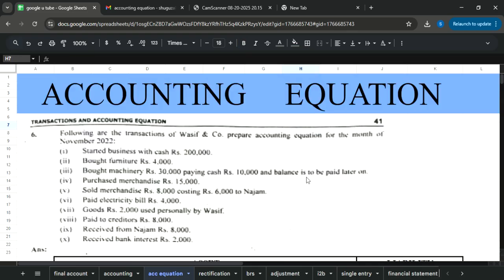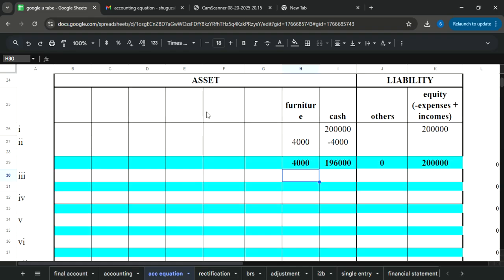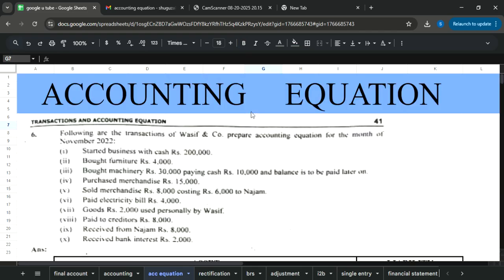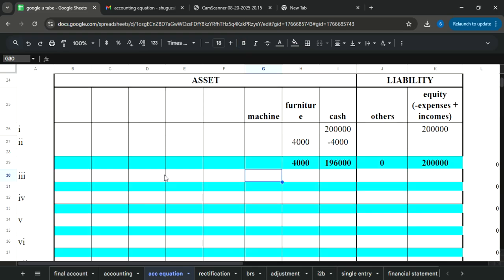Now number 3, bought machinery 30,000. Bought means machinery is coming in. There is an increase in asset. Paying cash 10,000. Balance is to be paid later on. Out of 30,000, only 10,000 is paid in cash. The remaining is on credit. Machine is your asset. You are buying a machine, so an increase in machine. So you will put the sign of plus. How much is the amount of machinery? 30,000. So there will be an increase of 30,000.